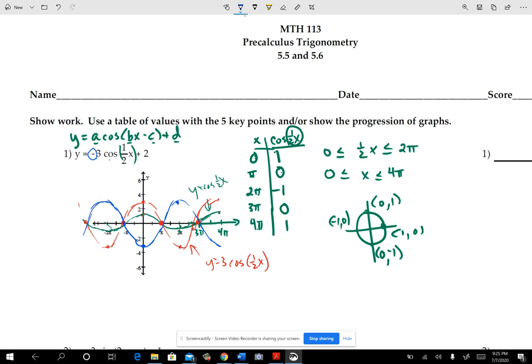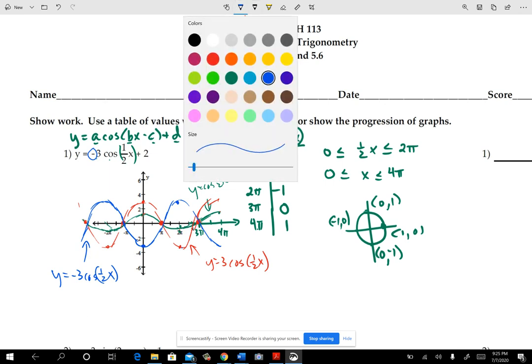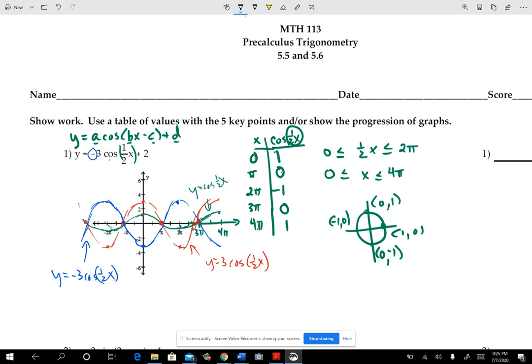Okay, so it's going to do something like that. The blue one is the one with the negative in there. Okay, and then the last thing I've got to do is take care of the 2 right there. So let's just do a black for that. So the final answer will be in black.